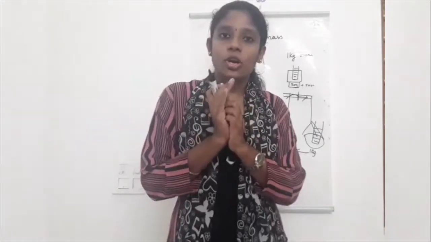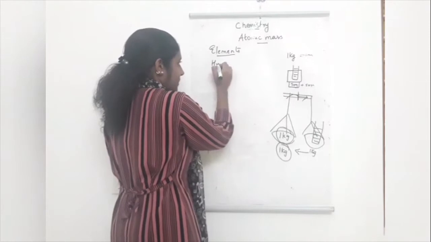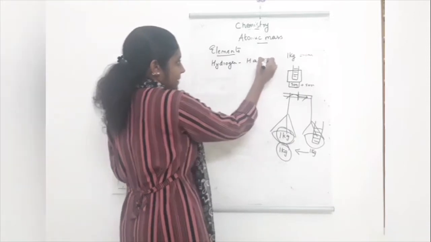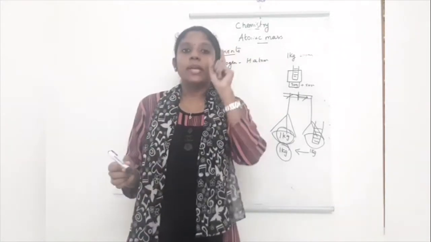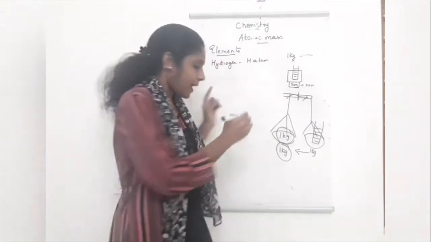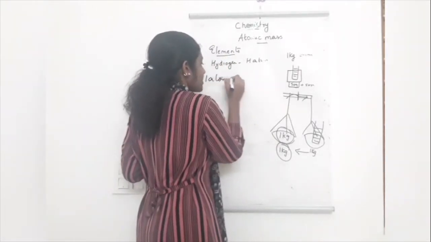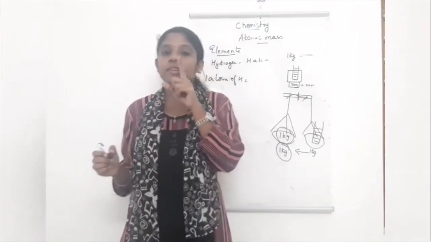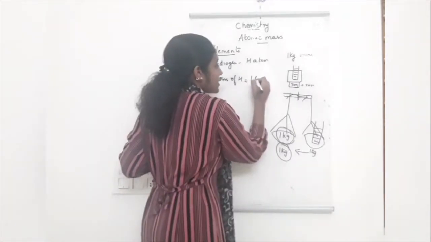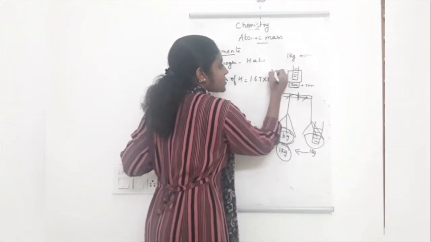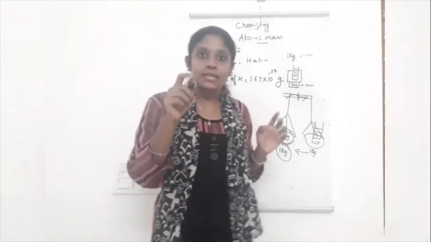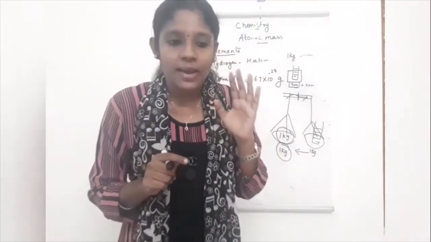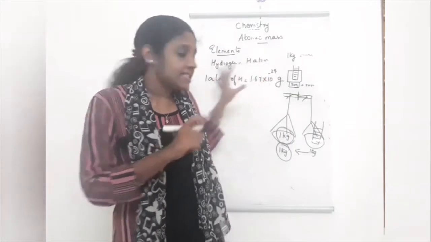When you take the hydrogen element, it is made up of hydrogen atoms. When you take one atom of hydrogen and look at its mass, it is equal to 1.67 into 10 raised to minus 24 gram. So the mass of one atom of hydrogen is 1.67 into 10 raised to minus 24 gram.